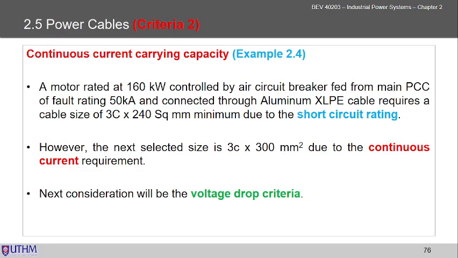Right, so now we continue to see the summary. Previously, when we went to criteria number one, which is the short circuit rating, what we obtained is the size of the cable, 3 core times 240 square mm. But when we proceed to criteria 2, which is continuous current requirement, we have upsized our cable to 300 mm square.